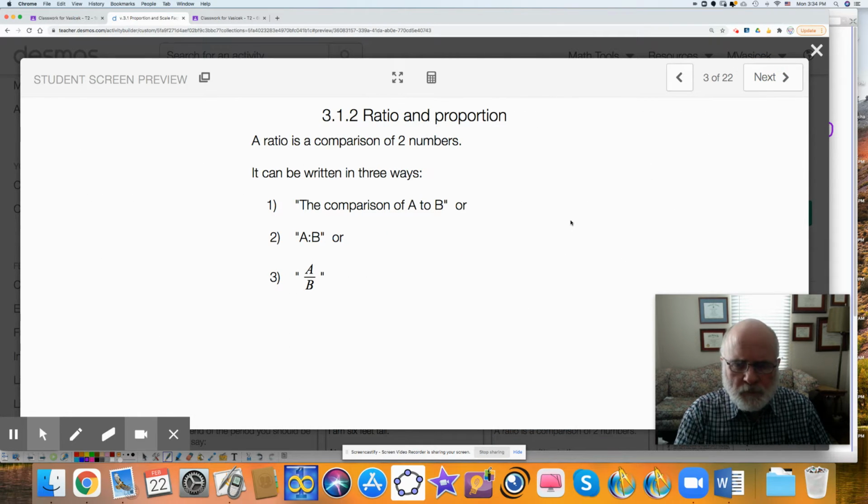Next page. A ratio. The definition of a ratio is a comparison of two numbers. So you could write the comparison of A to B, or you could write A colon B. But most practical for mathematics purposes is this third way of writing it as a fraction. And we would say A is to B. Instead of A over B, just say A is to B.